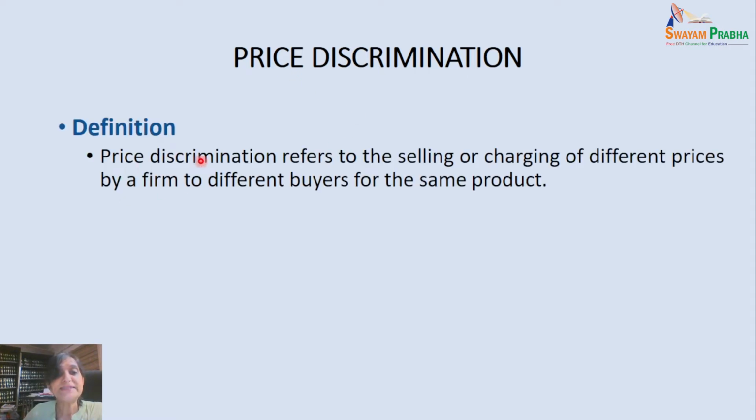So what is price discrimination? We say price discrimination refers to the selling or charging of different prices by a firm to different buyers for the same product. That is, if a seller is selling the same product or a service to different buyers and the seller is charging different prices to these buyers, then we call it price discrimination.